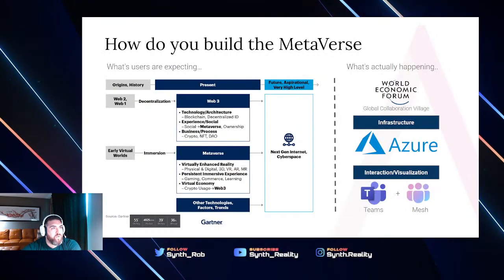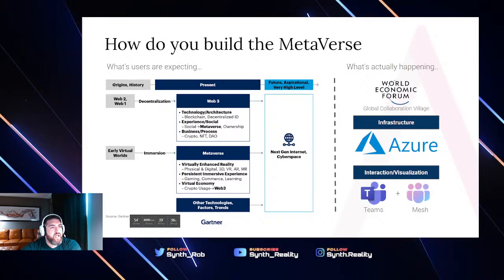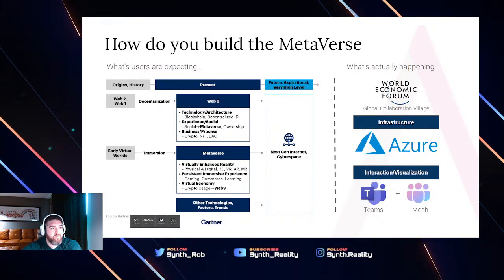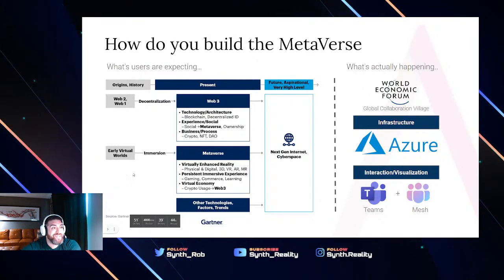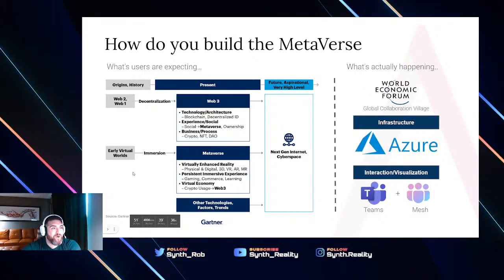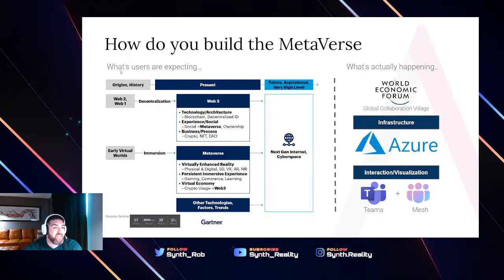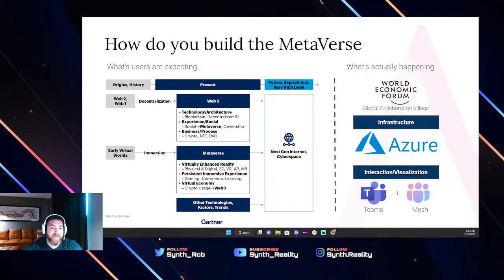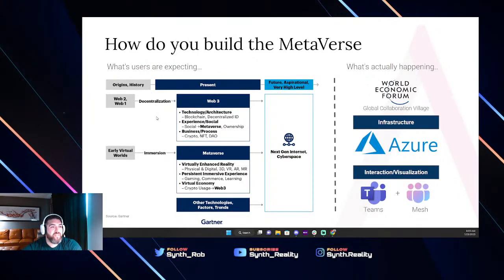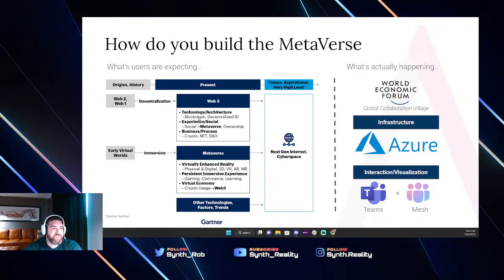But ultimately, we want to talk about how you would properly or improperly build a metaverse. And we're going to call out a specific example in the improper, or what's actually happening versus what should be happening. So, left hand side, a little bit of a recap of what we talked about already. On the right hand side, what is actually happening.